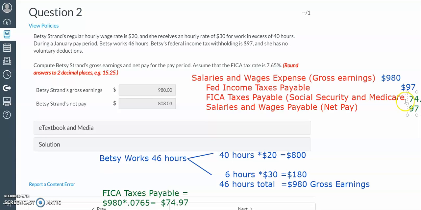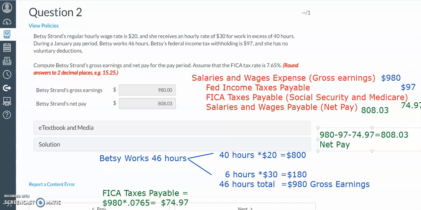And then when we think about our salaries and wages payable, we only need to look at the dollar difference, and that's going to be our net amount, which will be 808.03 when we take our 980 minus 97 minus 74.97 equals 808.03. So you can see that will be our net pay.